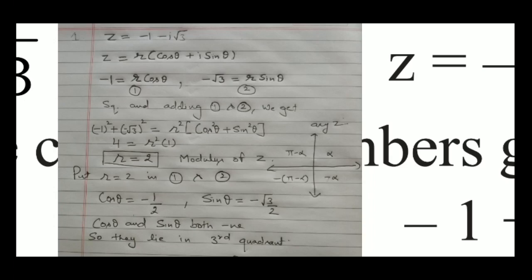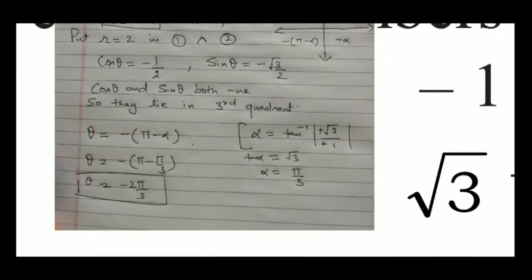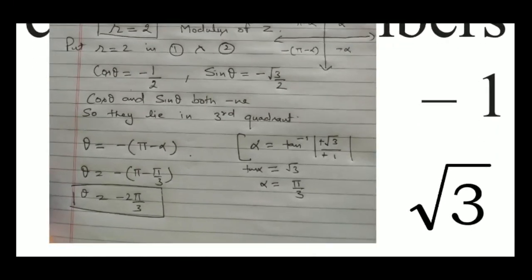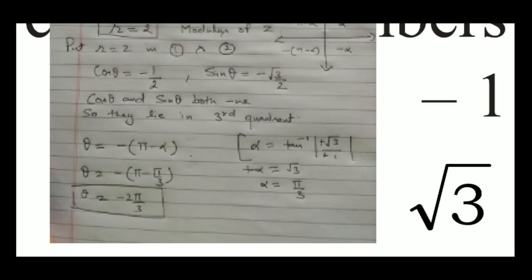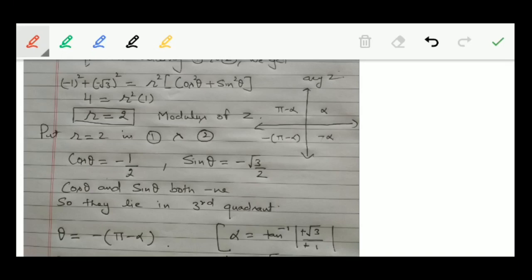And then, if they lie in the third quadrant, you can see this table. So what is the argument of z? That is equal to minus bracket pi minus alpha. So here you will get the value of alpha from these two. The question is, how do we get the value of alpha?